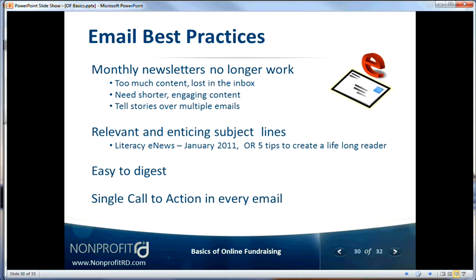So that's really easy. Make your emails easy to digest. Like I said, don't have 10 articles in there and a bunch of text. Use headlines, use bold text if you want them to see it. Use a couple photos, something that is easy for them to scan and easy for them to do. Another best practice, a single call to action. It's really important to not ask them to do too many things in a single email. Otherwise, they're just not going to do it.